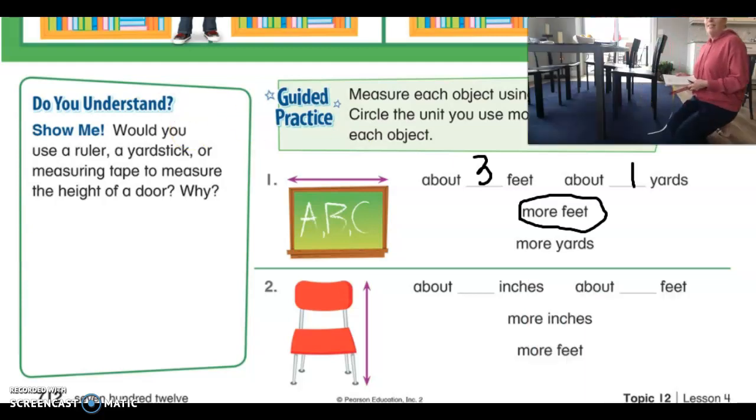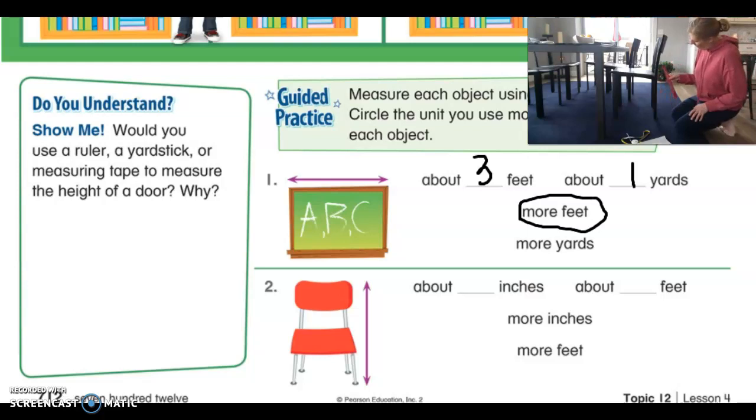And now I have to measure a chair from the bottom to the top, first in inches and then in feet. So I'm going to use my measuring tape to measure this chair in inches. And if I put the 0 on one end, and I look at the other, this chair is 33 inches. So I will write that down so I don't forget. Now I have to measure it in feet.